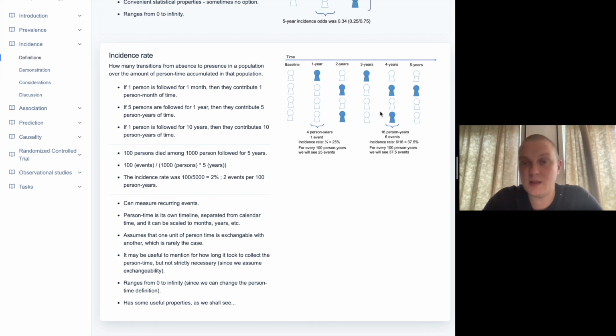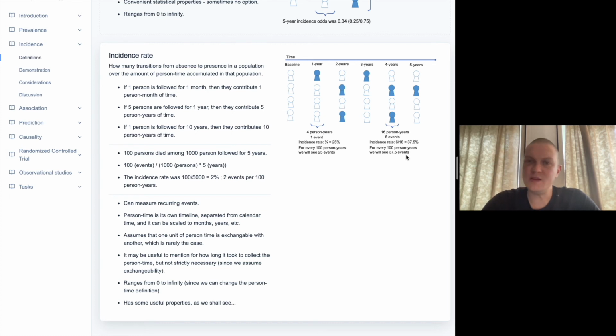So let's say that we did a calculation for year 4. At year 4, we have 16 person years because we followed these 4 individuals for 4 years. So now we've collected 16 years worth of observations. And we've had 6 events. That was 1, 2, 3, 4, 5, 6. The incidence rate is 37.5%, so we could say for every 100 person years, we'll see 37.5 events.